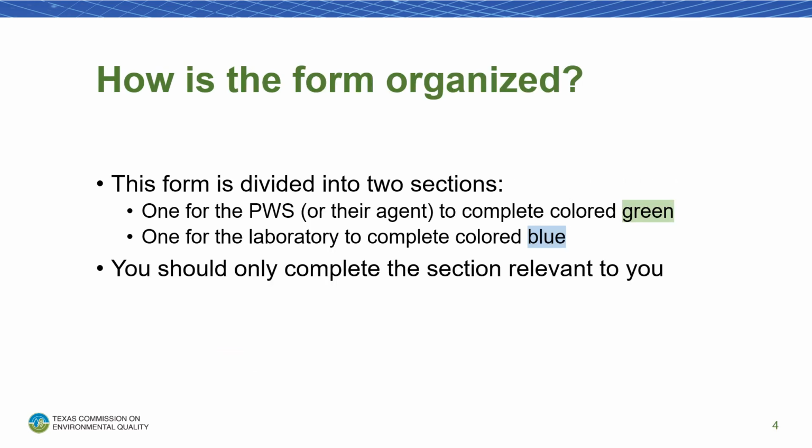The first page of this form is organized into green and blue sections. The green section should be completed by the public water system or an agent working on their behalf. The blue section should be completed by the lab. You should only complete the section relevant to you. In this video, we will discuss how to complete both sections. Using the chapter feature, you can jump to the section relevant to you.